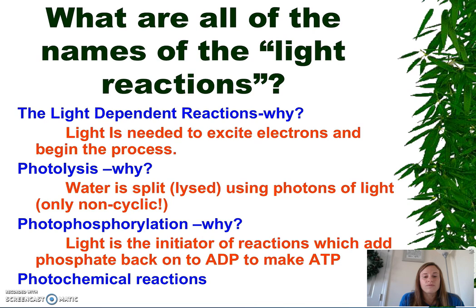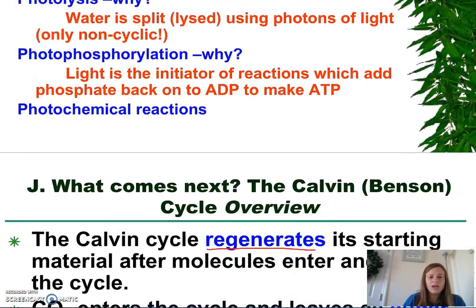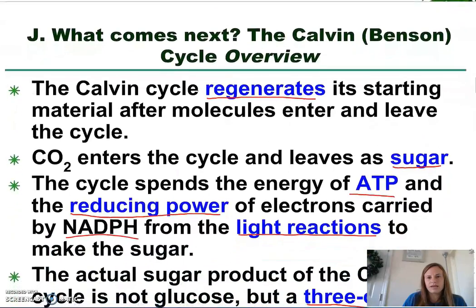It's also called photophosphorylation. Why? Because light is the initiator of the reactions, which add a phosphate back to ADP, so ADP gets phosphorylated in order to make ATP. And finally, the light reactions are sometimes referred to as the photochemical reactions. So now let's explore the Calvin cycle.